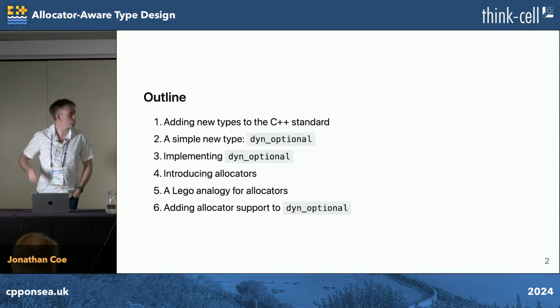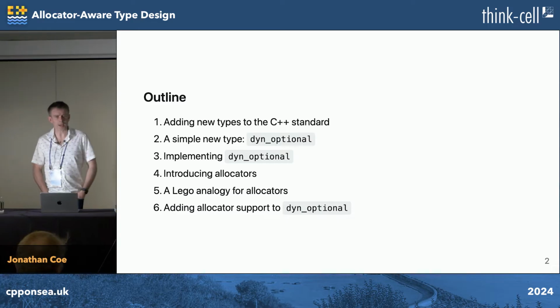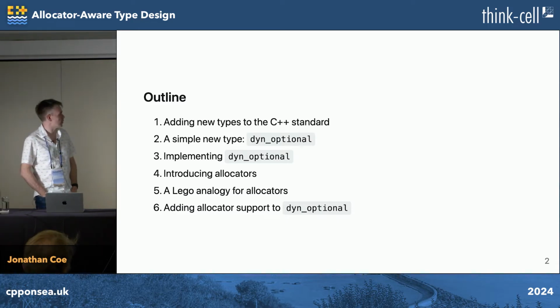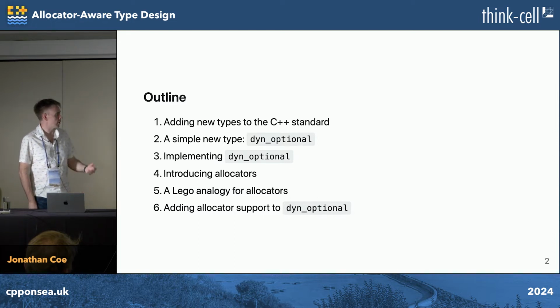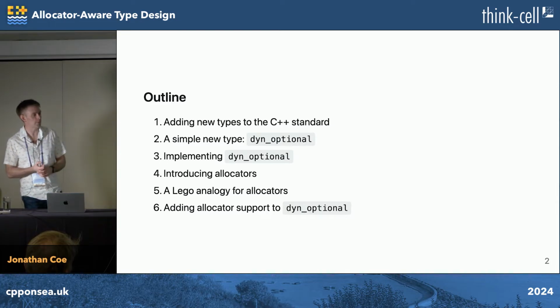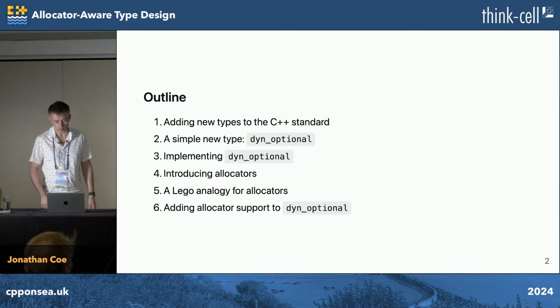So just a quick outline of what we're going to talk over. I'm going to talk about the motivation, why we actually started looking at allocators in the first place. A friend and I have added some new types, or I'm in the process of adding some new types, to the C++ standard, and we were invited to add allocator support to those types. Rather than dwelling on those more complicated types, we're going to use a simple type, dynamic optional, which I've called dynamic optional for the purposes of this talk, and we'll implement it without allocators. Then we'll have a look at allocators. Then we'll use the Lego analogy we developed for understanding allocators ourselves. And then we'll revise dynamic optional to add allocator support.